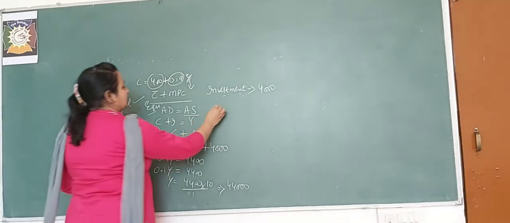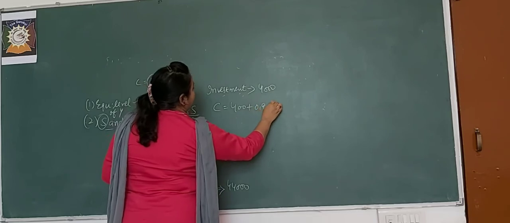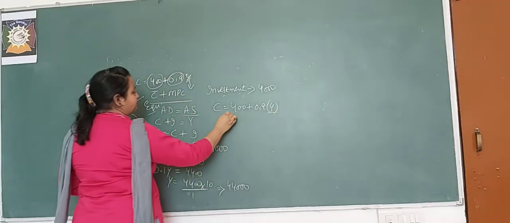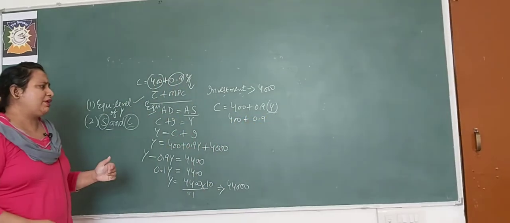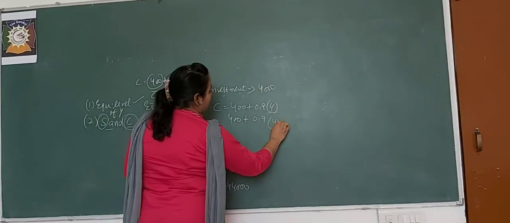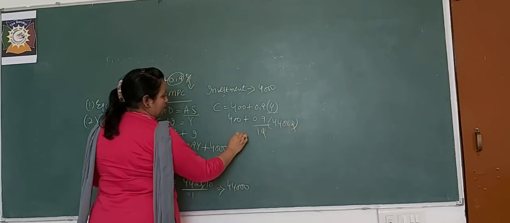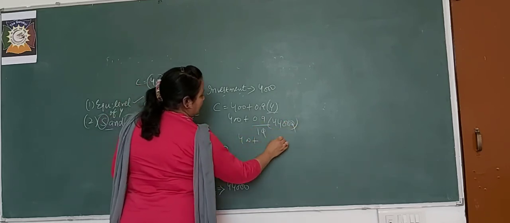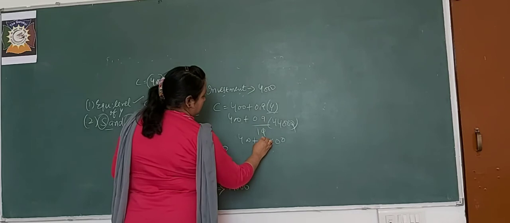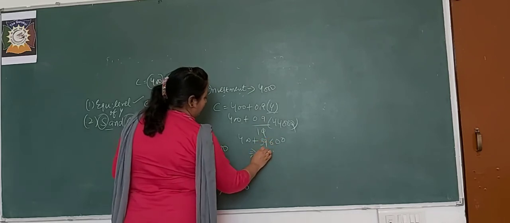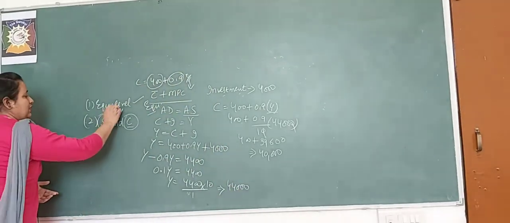Consumption equation I have, that is C is 400 plus 0.9Y. When I put the value of level of income over there, I can find C easily. Level of income I have 44,000. I will remove the point and it will be 400 plus 90. This will be 40,000. So consumption is 40,000.